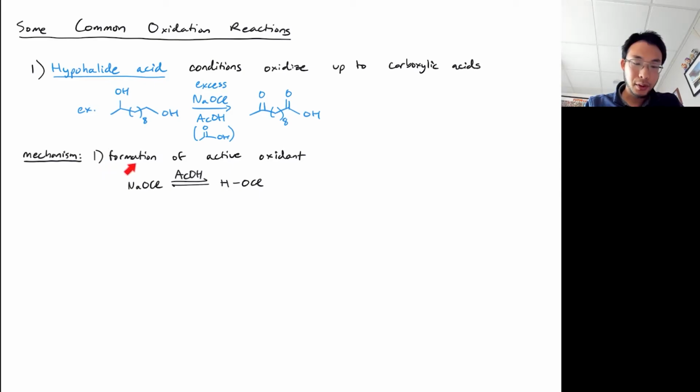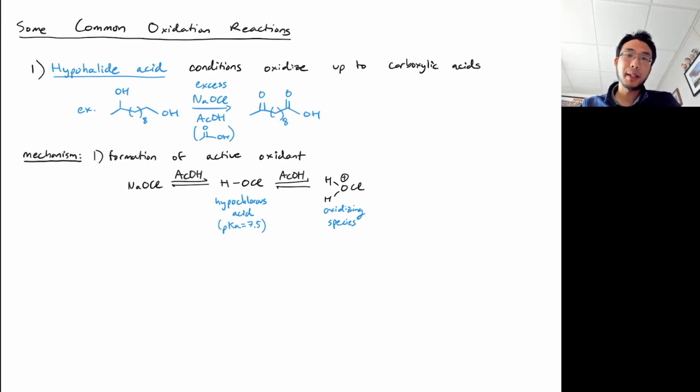The first thing that needs to happen is we need to actually form the active oxidant. And it turns out that bleach is not the active oxidant for this reaction. What we're going to do is protonate the bleach with the acetic acid to get to this compound, which is called hypochlorous acid. This is a weak acid with a pKa of only 7.5. The second thing that we observe is that a second acid-base reaction can happen where we protonate again and get to the protonated hypochlorous acid, and this is our actual oxidizing species.